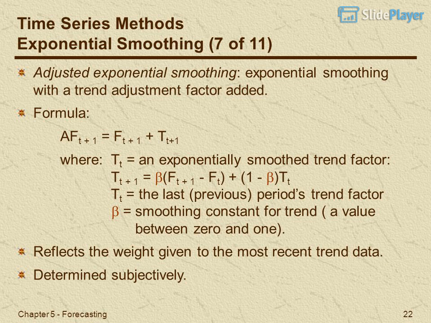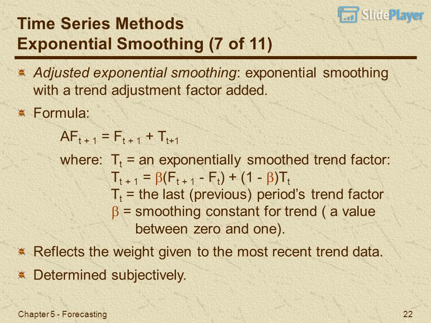Adjusted exponential smoothing, with a trend adjustment factor added. Formula: AF(t+1) equals F(t+1) plus T(t+1), where T equals an exponentially smoothed trend factor. T(t+1) equals beta times (F(t+1) minus F(t)) plus (1 minus beta) times T(t), where T(t) equals the last previous period trend factor, and beta equals the smoothing constant for trend, valued between 0 and 1. It reflects the weight given to the most recent trend data.